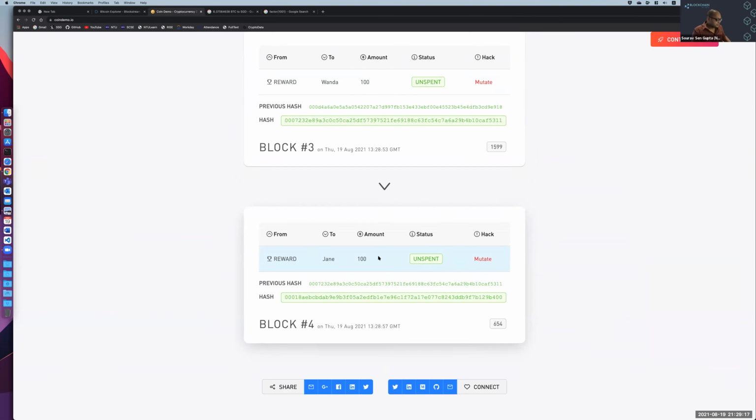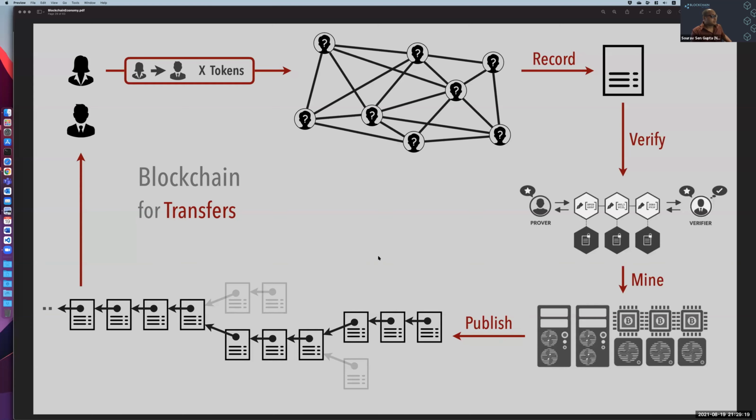Does it make sense? So that's roughly what the idea is for transfers. You are just really recording the transactions. Everyone records it. Everyone verifies it, verifies the signature and verifies the amounts. Mining is optional. If you want to maintain the ledger, go ahead and mine. You get reward for that. That's the incentive design. And then you have to publish it. So at the end of the day, it's a public network.